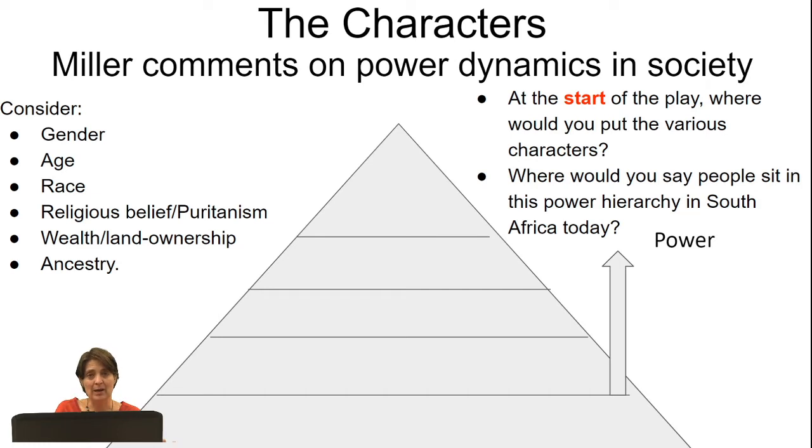And if you're thinking about who has power and who doesn't, things to consider are things like gender, age, race, religious belief and how Puritan they were considered to be in their society, wealth or land ownership, and then who their ancestors were, because that was also an important part of gaining status or losing status in Salem. And you will notice that I refer to these features throughout when I discuss the individual characters.